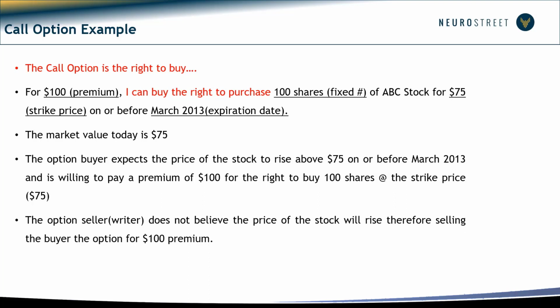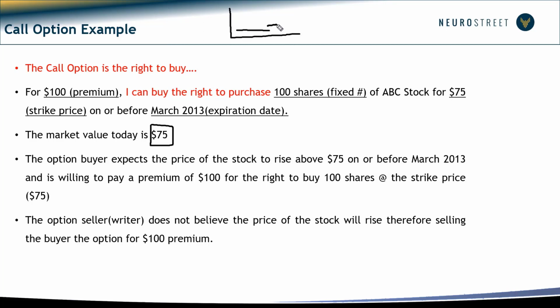So the market value today is $75. Okay, the option buyer expects the price of the stock to go above $75 on or before the expiration date, and is willing to pay $100 for the right to buy the shares at the strike price of $75. So what that means is you're locking in the ability to buy the shares at $75. That's the whole point of the contract.